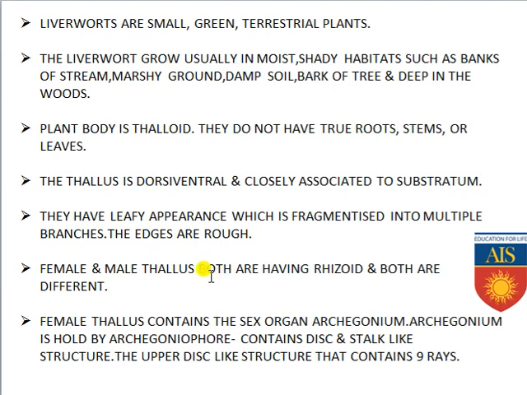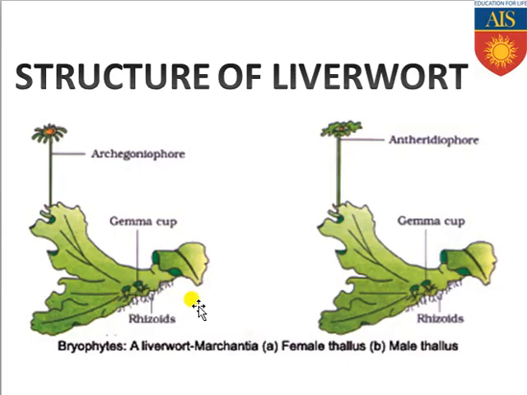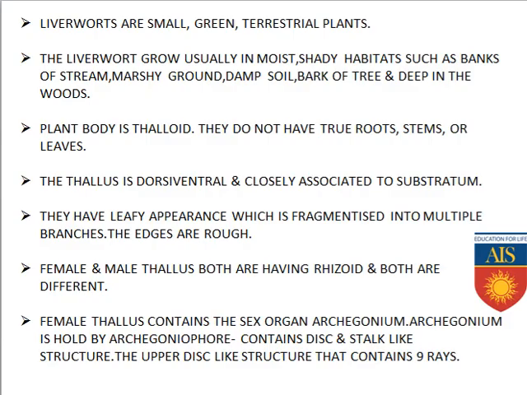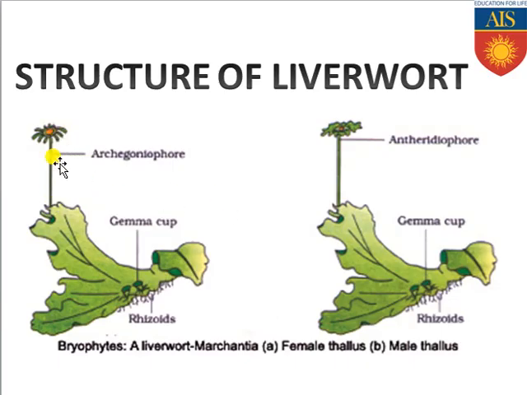Female and male thallus both have rhizoids. Already you have seen these rhizoids present in female and male thallus, and both are different. Obviously, the female thallus and male thallus are different. In the same plant body, male and female thallus cannot survive. Next, the female thallus contains the sex organ known as archegonium. You have seen this archegonium, which is held by a stalk-like structure commonly known as archegoniophore. In the male, obviously there is a sex organ, the antheridium, and that is held by a stalk known as antheridiophore.